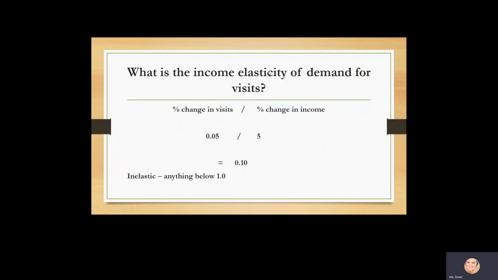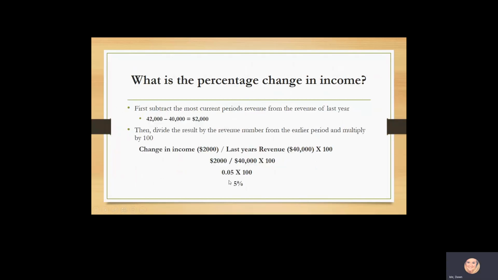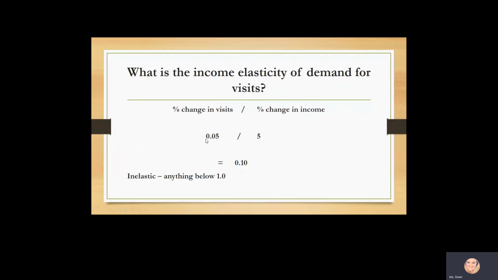So the income elasticity of demand is the percent change in visits divided by the percent change in income. And you're going to notice that you did these two things first. So you're just taking the two previous answers and you're dividing them. And percent change in visits, let's go back there. What was the percent change in visits? It was 0.5. What was the percent change in income? It was 5%. So you're just taking that 0.05 and you're dividing it by 5, and that equals your 0.10.